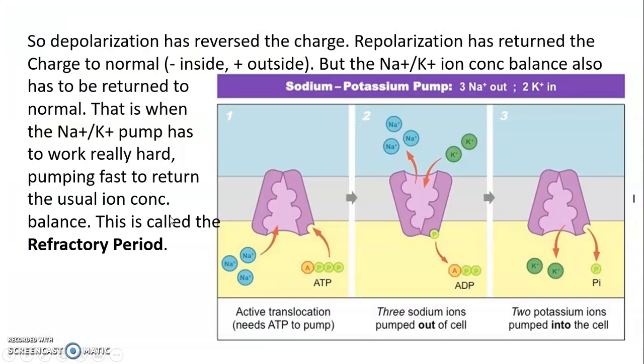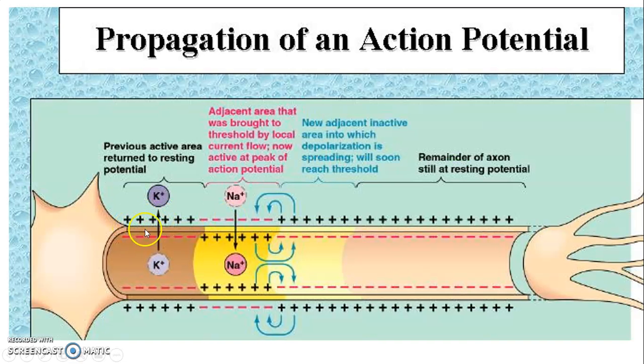So now the charge has recuperated. But notice one thing. When the charge has recuperated, here the charge is back to its normal charge. The concentration gradient of sodium and potassium has gotten mixed up. Now there's lots of potassium outside and lots of sodium inside, which is not supposed to be that way. If you remember, it was the reverse at the beginning.